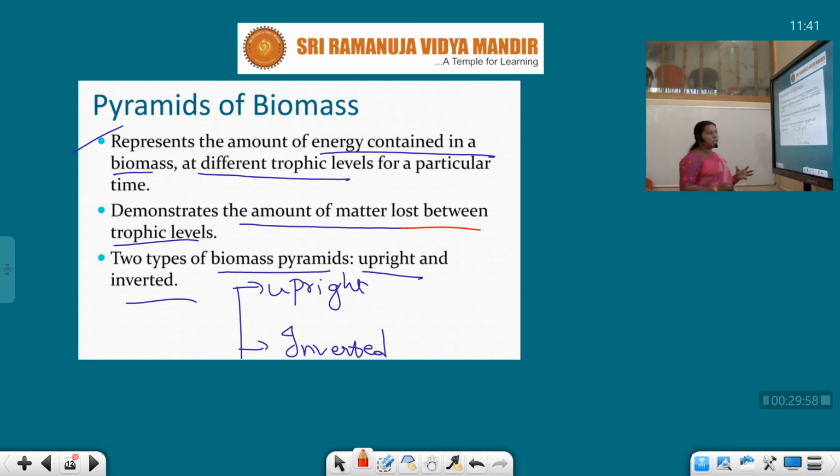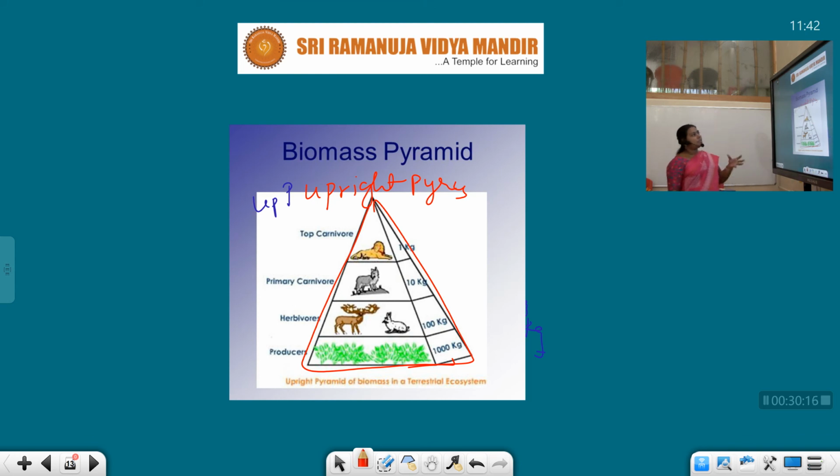There are two types of biomass pyramids, upright and inverted. Upright will be like this and inverted will be like this. So this is the upright pyramid and this one is the inverted pyramid. It is one of the biomass pyramids. In the upright pyramid, producers are at the base, next level herbivores, primary carnivores and the top carnivores.